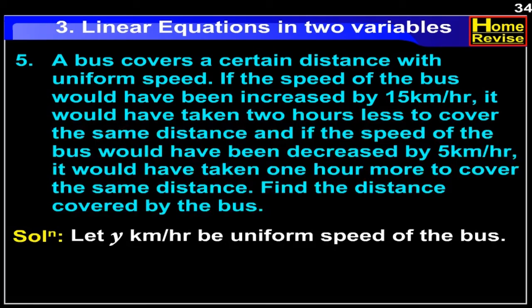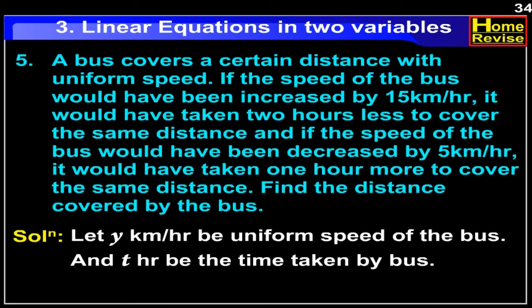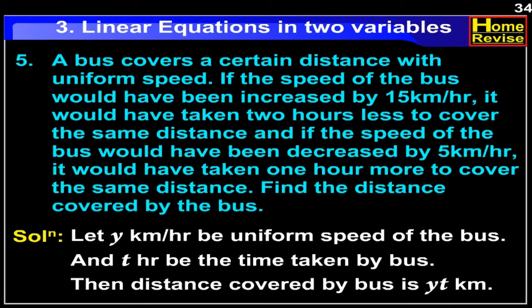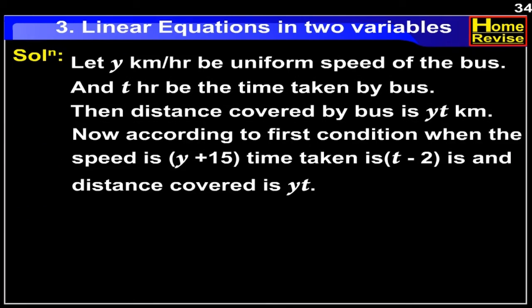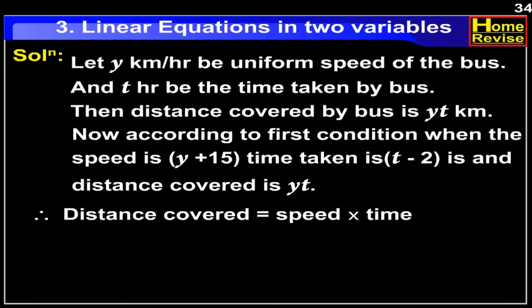Let y kilometer per hour be the uniform speed of the bus and t hours be the time taken by the bus. Then the distance covered by the bus is yt kilometers. According to the first condition, when the speed is y plus 15, then the time taken is t minus 2 and the distance covered is yt. Therefore, distance covered is equal to speed into time. Therefore, yt is equal to y plus 15 into t minus 2.